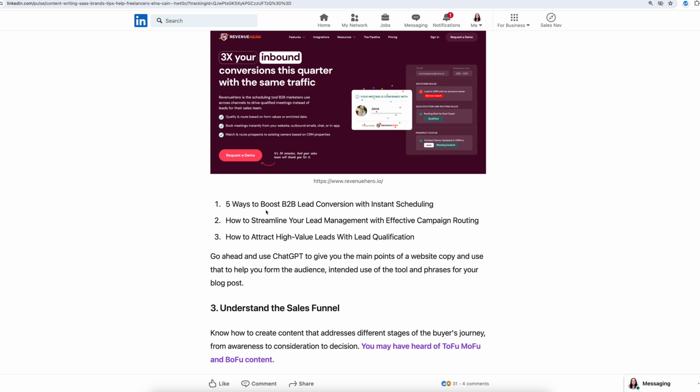From that, I got 5 ways to boost B2B lead conversion with instant scheduling. This is a nice blog post for this company. How to streamline your lead management with effective campaign rerouting. Again, this tool probably does this. This tool also probably does this. So I'm writing about the tool with these types of blog posts, which will help that business get more leads.